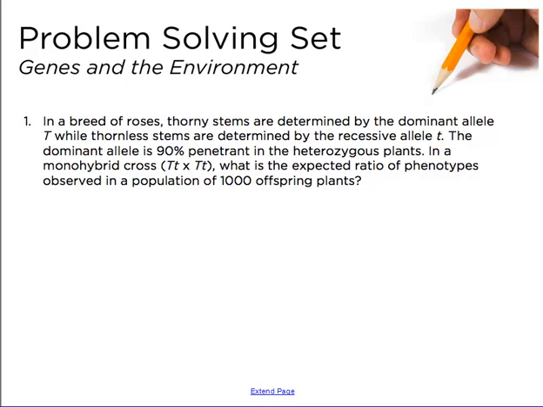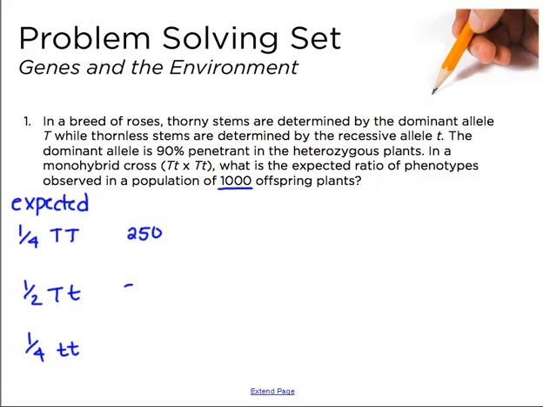So before we take into consideration penetrance, let's determine the expected number of offspring. Now this is a monohybrid cross, big T little t times big T little t. So for this, you would expect a quarter to be big T big T, a half to be big T little t, and another quarter to be little t little t. Now they're saying this is a population of 1,000 offspring. So a quarter of 1,000 is 250. One half is 500, and the other quarter is 250. Now these are the expected numbers.